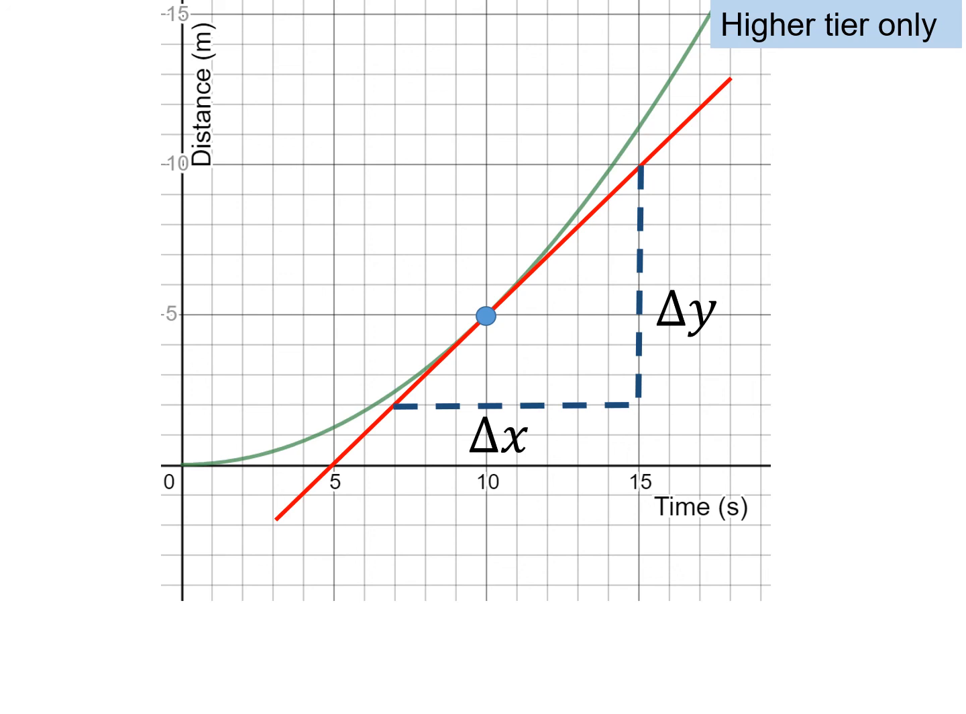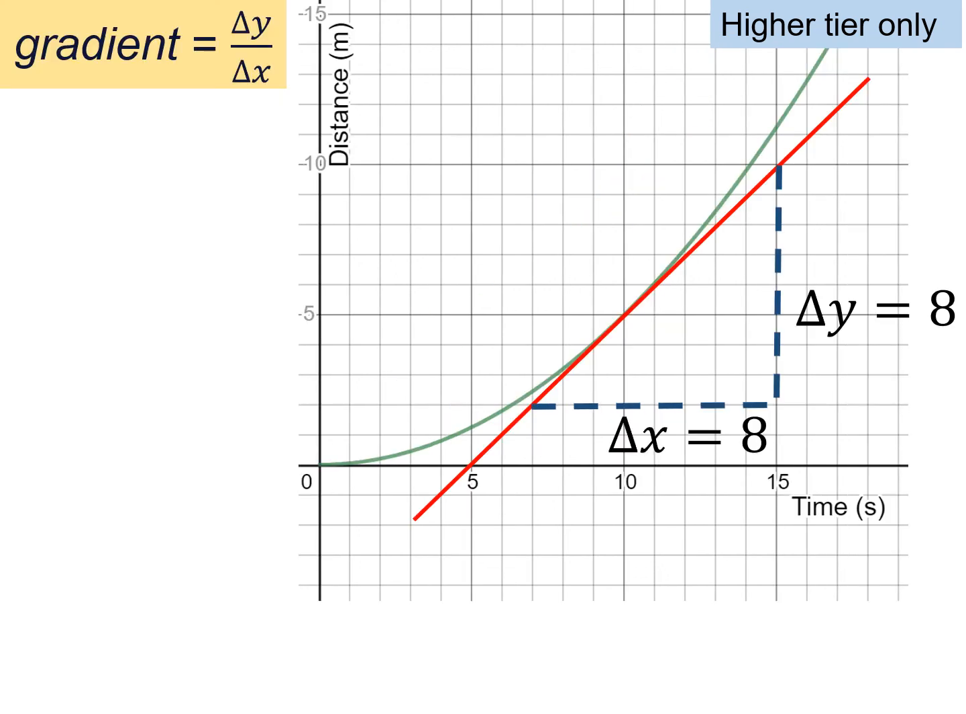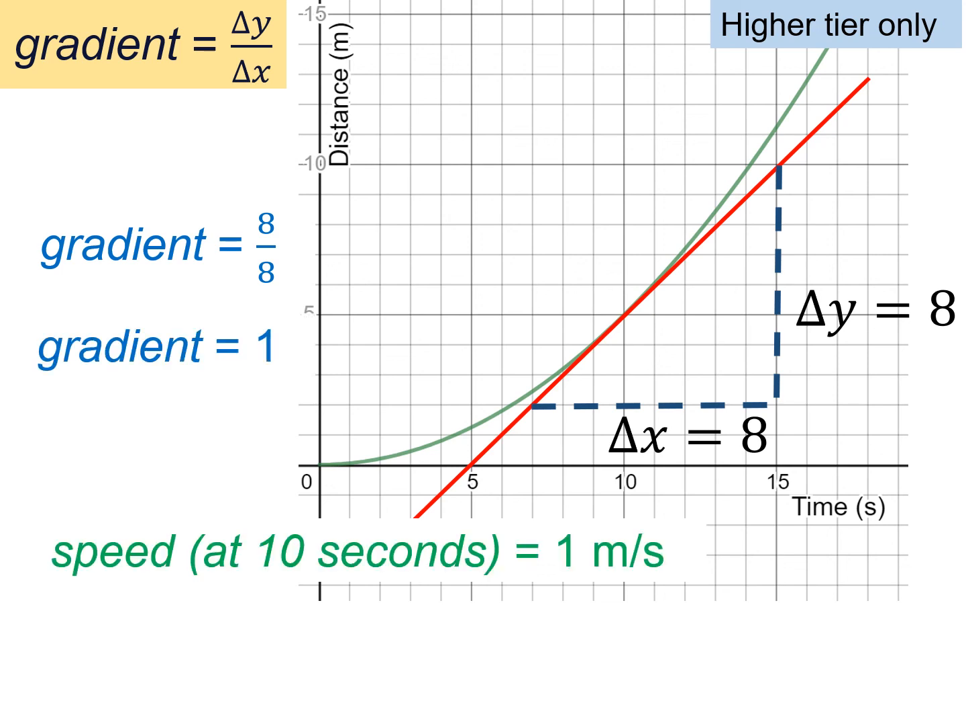And we're going to use that same triangle method to work out the gradient of the line. So working out the gradient, the change in the y, which is our distance, is 8, and the change in x, which is time, is 8. The gradient of the line is therefore 8 divided by 8, so the gradient is 1. This means that the speed of the object at 10 seconds is 1 meter per second.